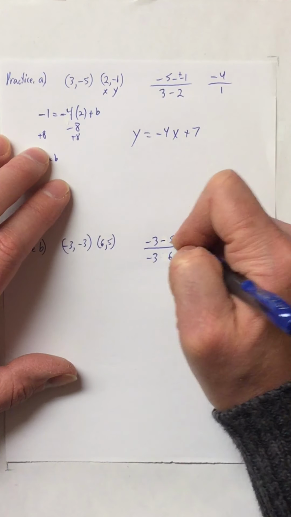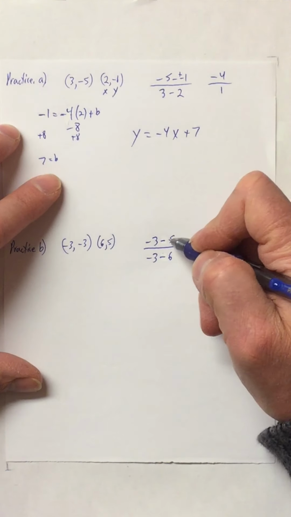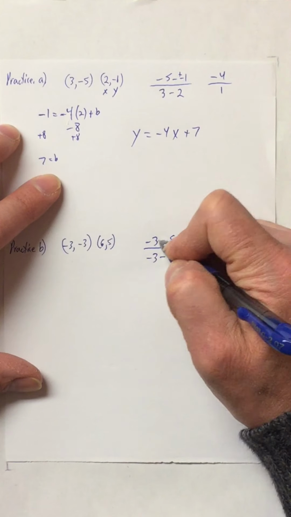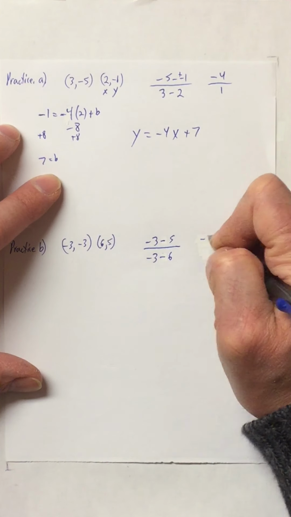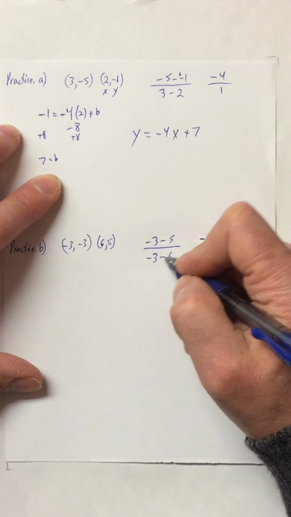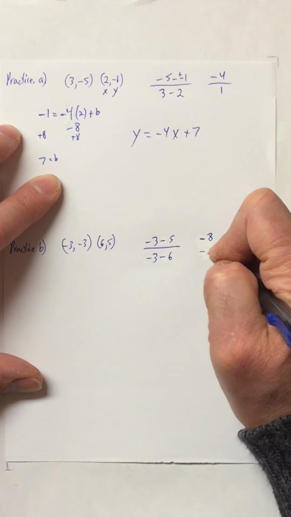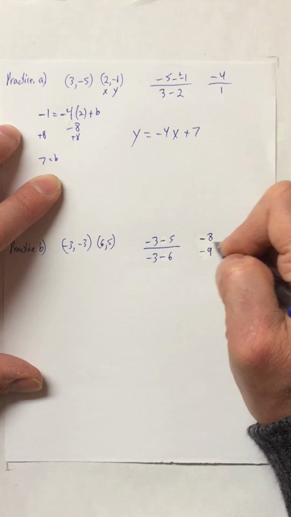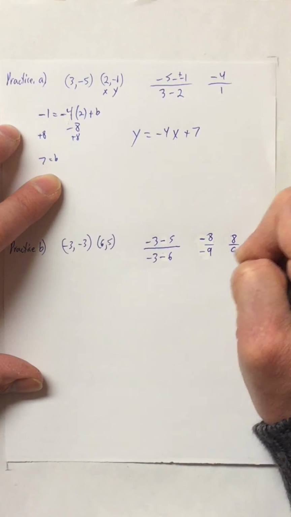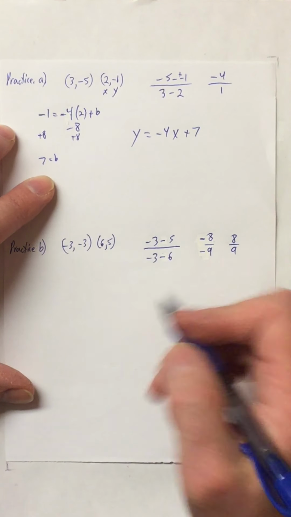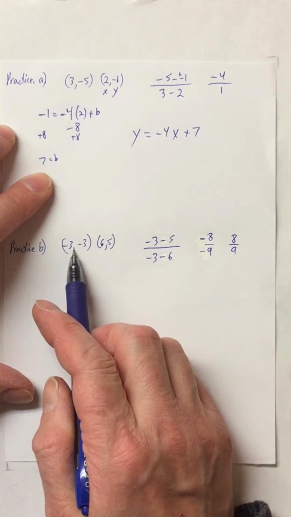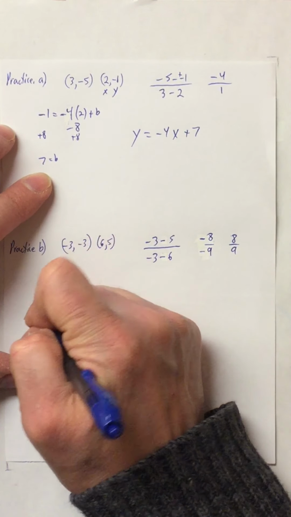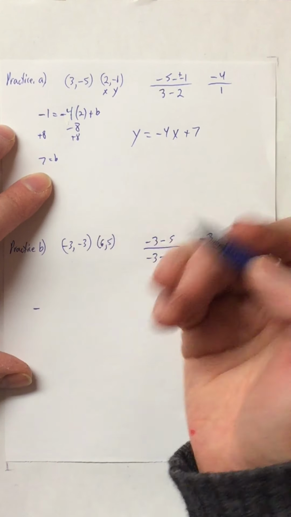Negative 3 minus 5, negative 3 minus 6. There we go. Slope formula, you subtract them. Negative 3 minus 5 gives me a negative 8 here. Negative 3 minus 6 gives me a negative 9 here. Negatives cancel each other out. My slope is 8/9. All right, let's plug that in. Let's use our first values, so I won't get them mixed up because they're both the same values.